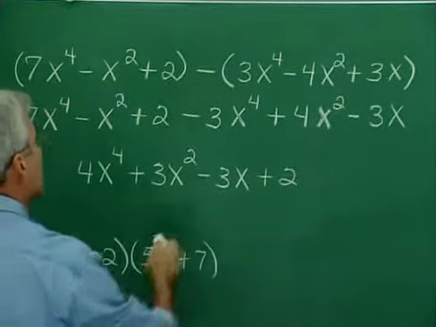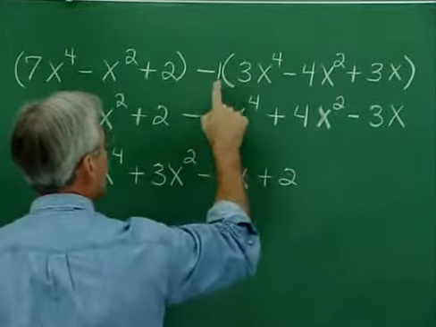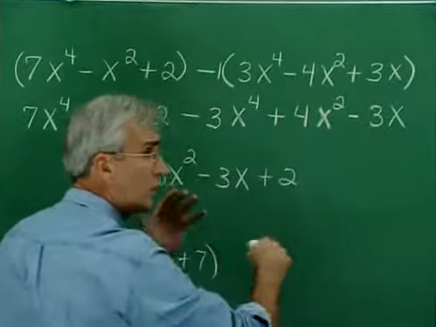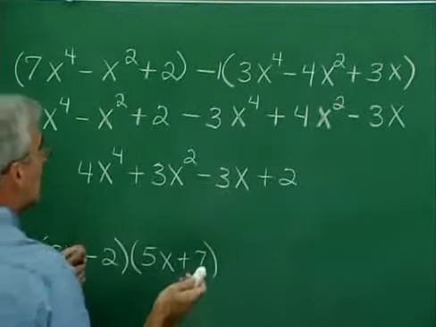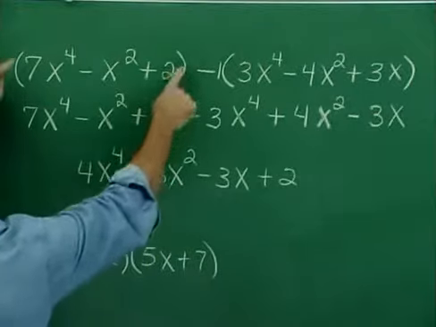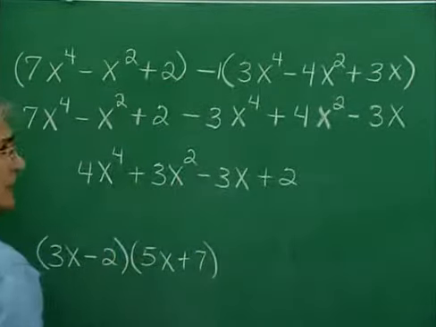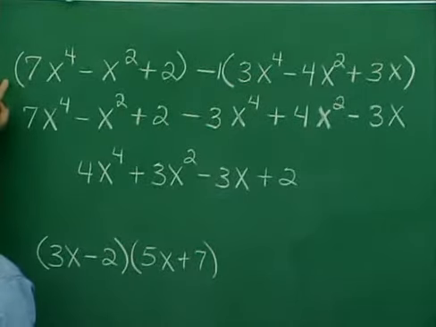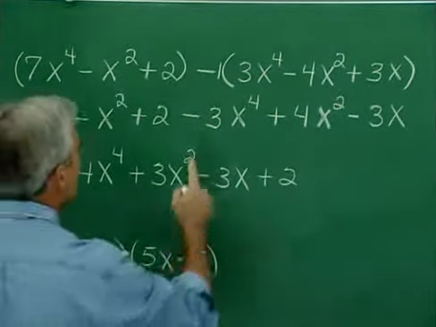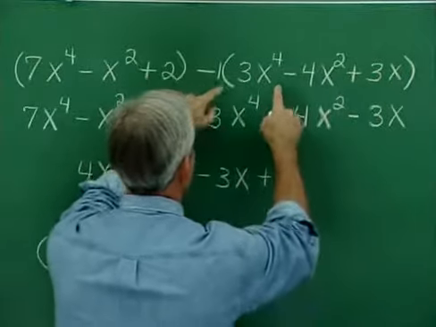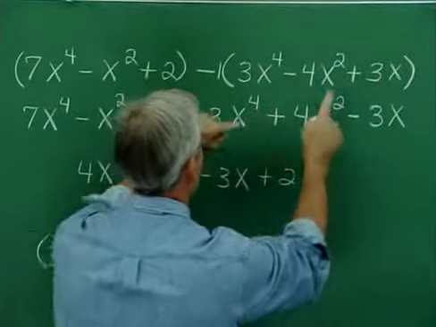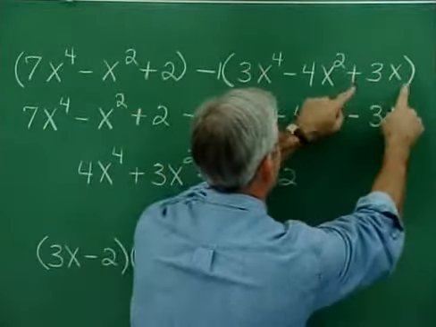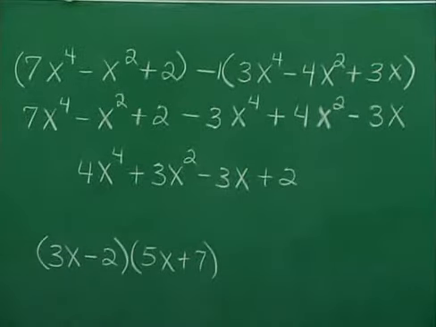And we can think of it as minus understood 1 times every one of these terms in order to complete that sign change operation. So all I've done is drop the parenthesis here and bring these down because the understood coefficient here is 1. That's one way to look at it. And here, minus 1 times all of these, the signs change. This becomes minus 3x to the 4th plus 4x squared minus 3x. And now I want to collect like terms.